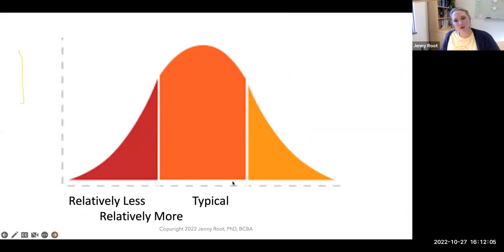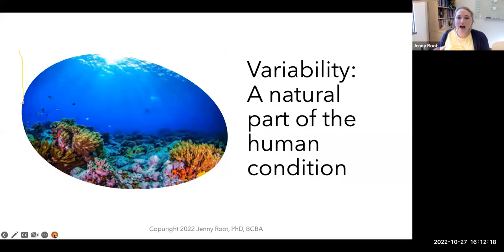So this goes over here. We often think of people as on this bell curve, like you have relatively less skills and relatively more skills and typical. Instead, I want us to see that the variability in us is a natural part of the human condition, and it's part of what makes us great, right? We have people with a wide variety of skills and very different experiences and strengths. Each of us has strengths and weaknesses.